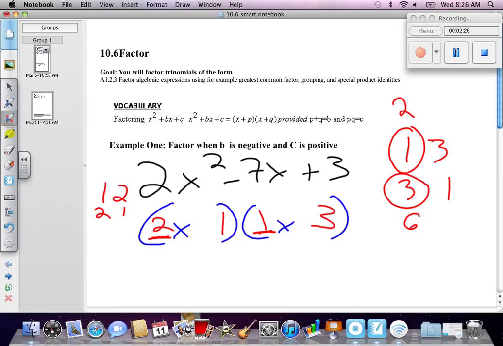So do I want to have 2 pluses, 1 plus, 1 minus, or 2 minuses? A negative times a negative is a positive. But if you add a negative and a negative, you get a negative. So that's why we want them both to be negative.